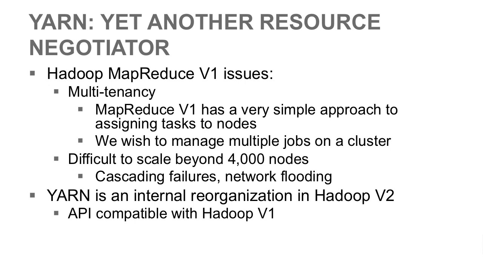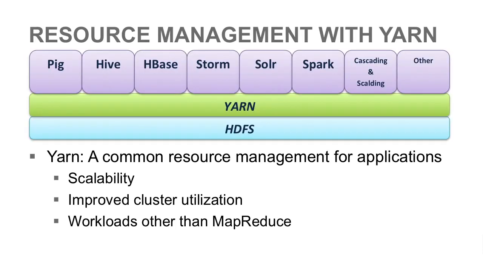So YARN is an internal reorganization of Hadoop. The good thing for us is that the API is compatible with the original version of Hadoop, so not much changes from the end user's point of view. YARN provides a whole set of benefits for us. YARN is a layer on top of HDFS, and it provides the common platform on which we have various systems and tools. For example, we have Pig and Hive, which are the languages for programming MapReduce tasks.